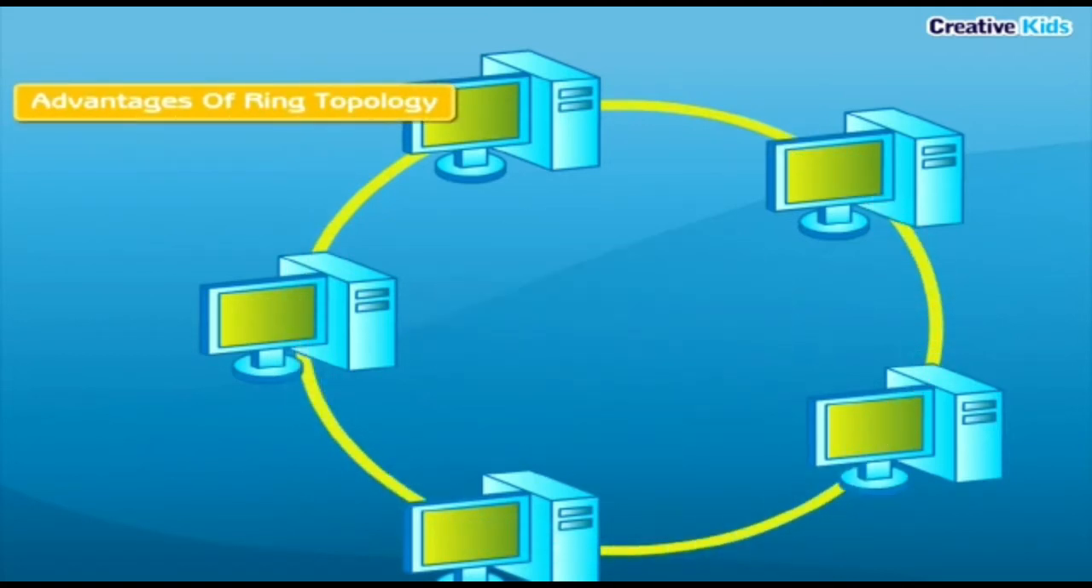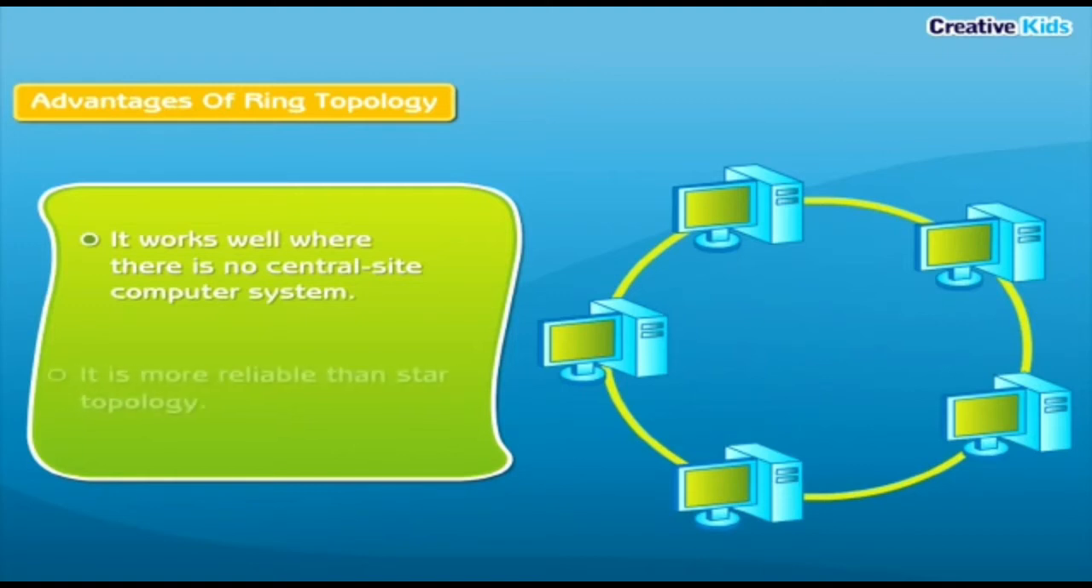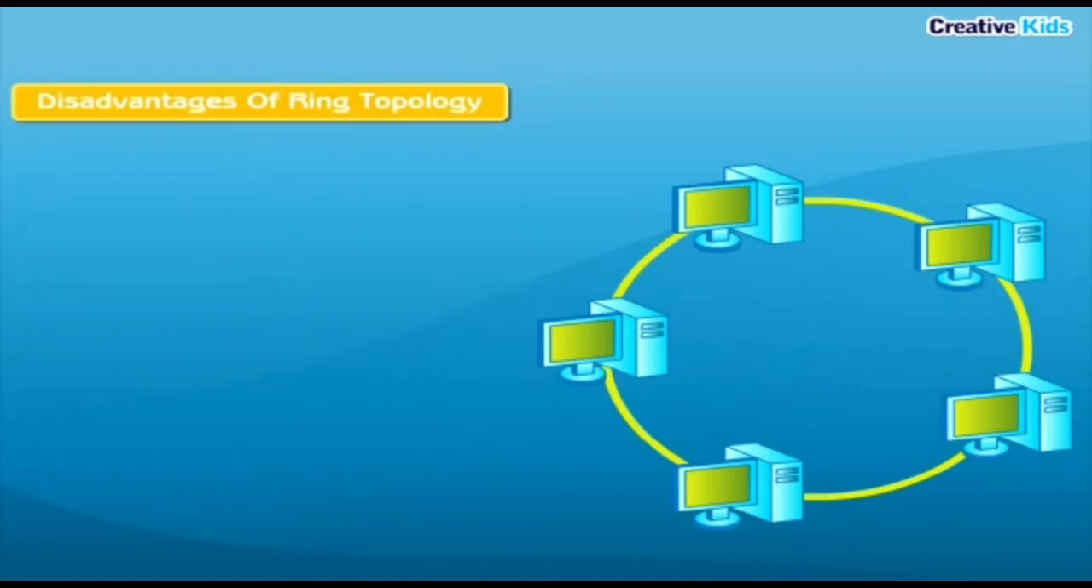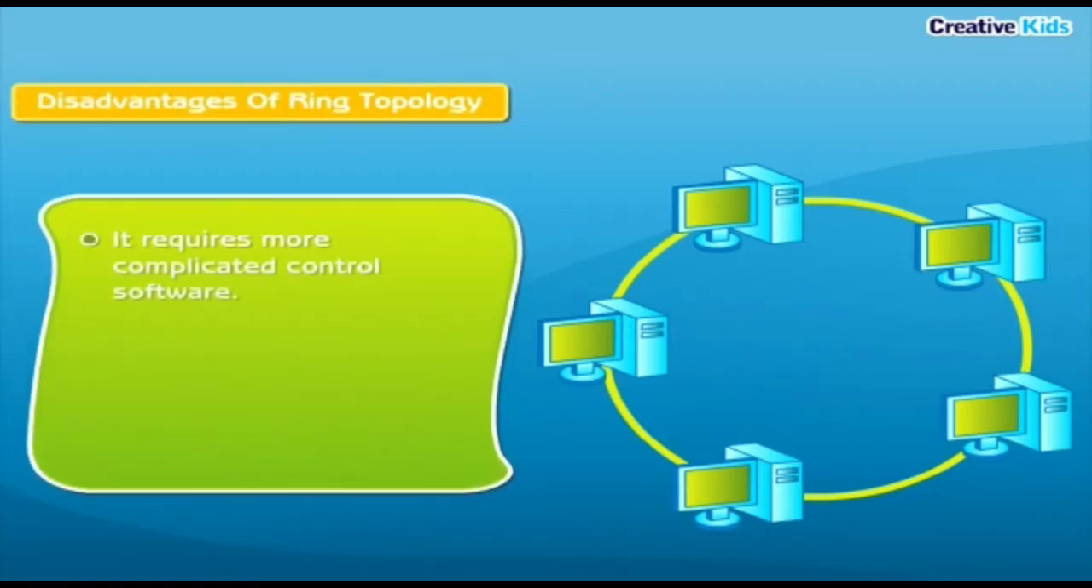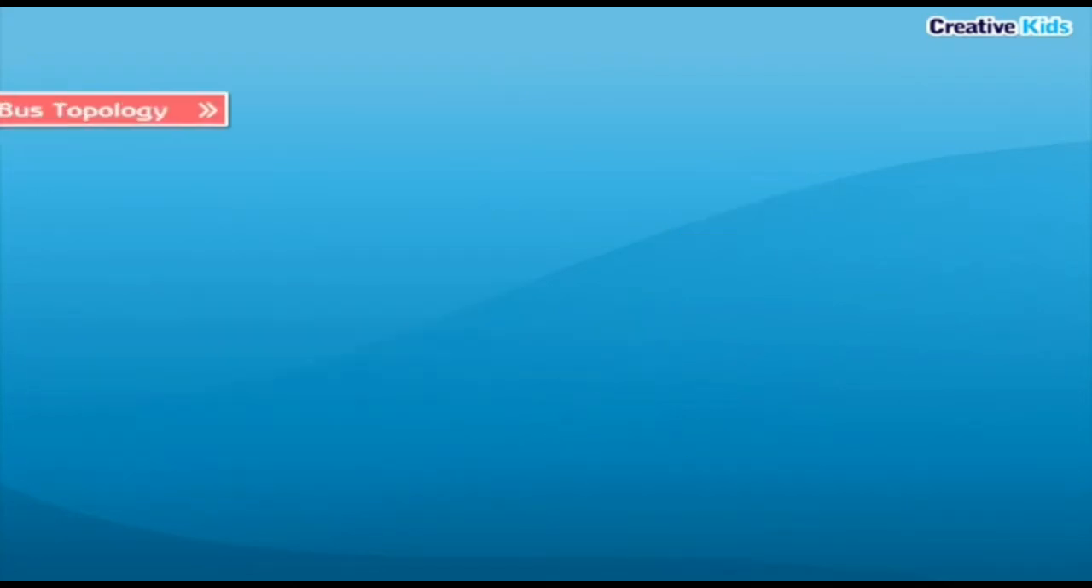Advantages of ring topology. It works well where there is no central site computer system. It is more reliable than star topology. Disadvantages of ring topology. It requires more complicated control software. Failure of one node results in the failure of the entire network.